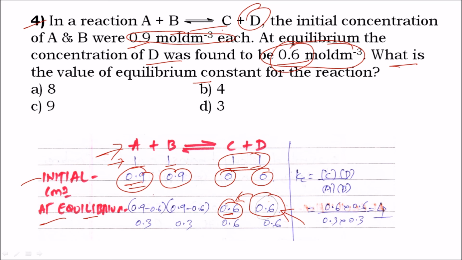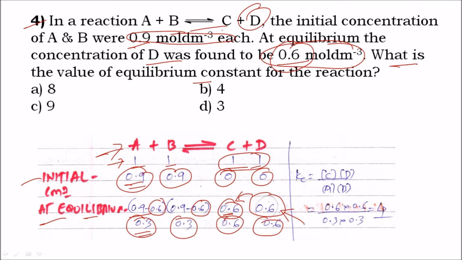Okay, so just see here how much part is reacting. In A, 0.6 moles is reacting, right? And in B also 0.6 moles is reacting. But we need to write what is remaining, the concentration of A and B at equilibrium. So what we need to take now? 0.9 initial minus reacting, which is 0.6. So remaining is 0.3. The same applies to B also. So it is 0.3. And C and D we are having is 0.6 and 0.6.